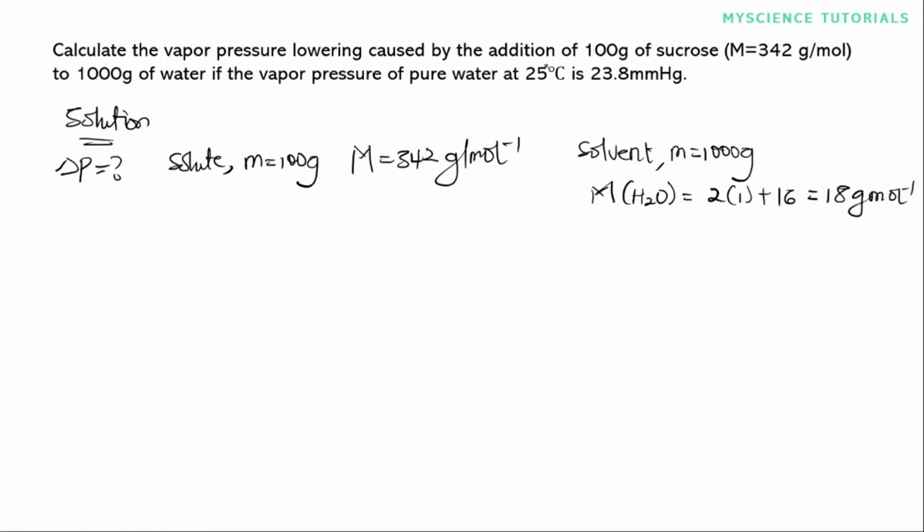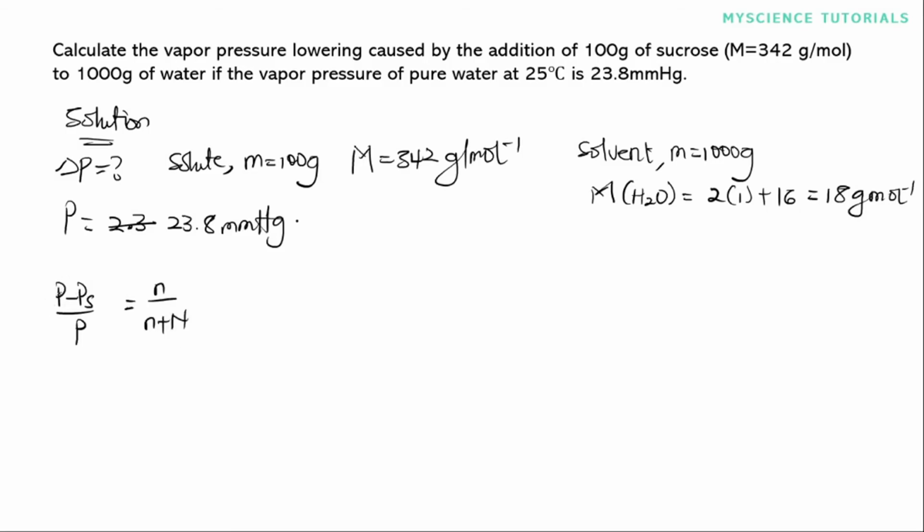Now they are telling us the vapor pressure of the pure water, P is 23. Sorry, this is 23.8 millimercury. So from here we can simply go ahead and find our delta P. We know that P minus Ps over P is equal to small n over small n plus capital N.